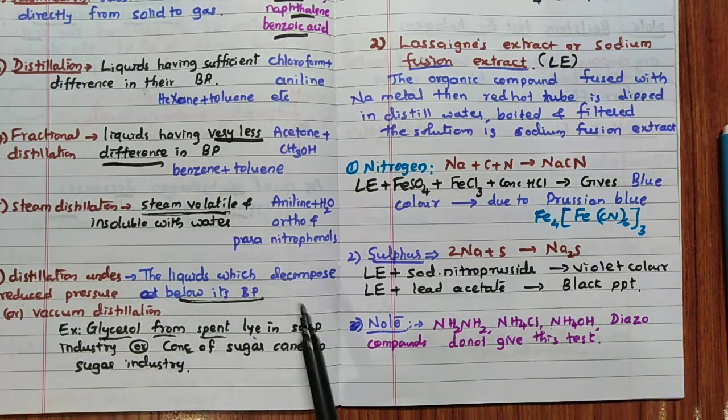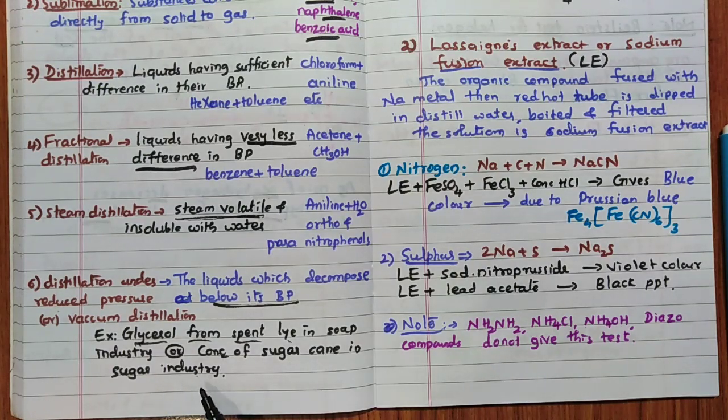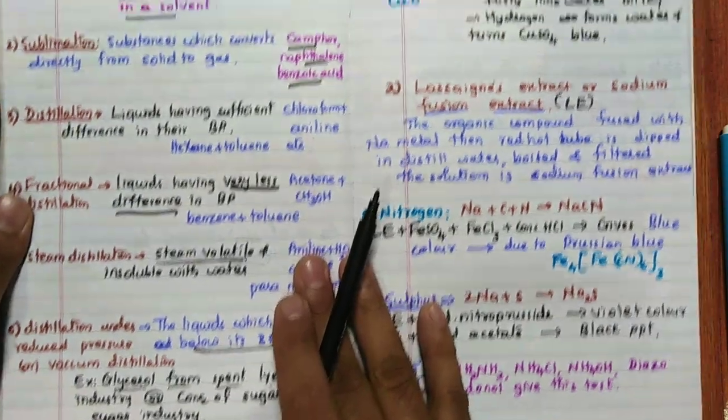Glycerol in the soap industry, or the concentration of sugar cane juice in the sugar industries, can be separated by using this method. That is distillation under reduced pressure.